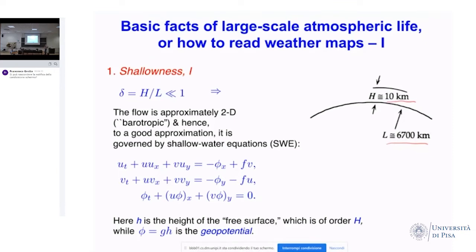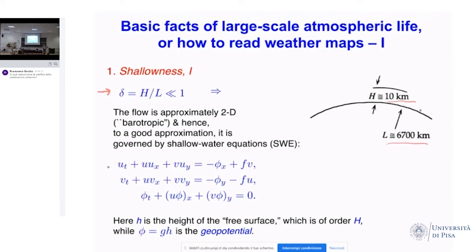So what's called the aspect ratio, H to L, is much less than 1, and so their flow is approximately two-dimensional. Now, there are a number of words which are used in a slightly different sense in general fluid dynamics, which is dominated by engineering, and in geophysical fluid dynamics.